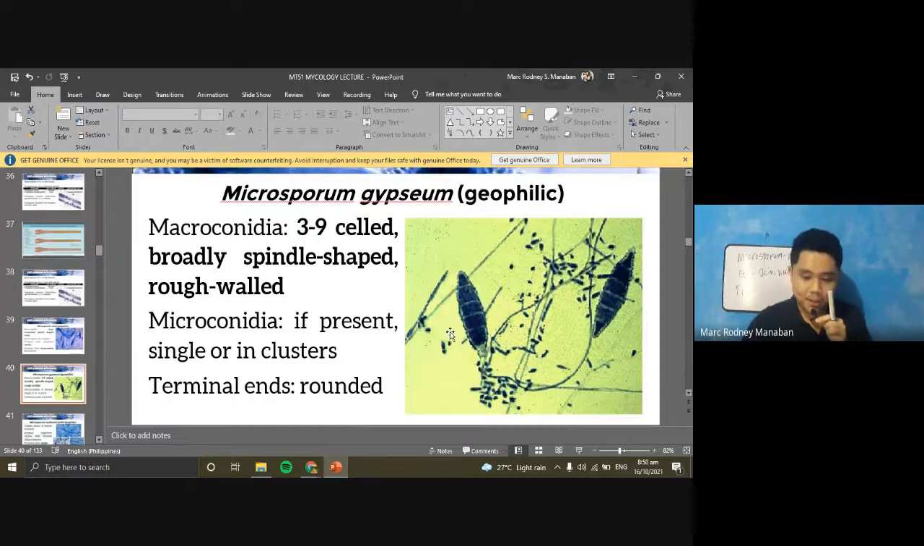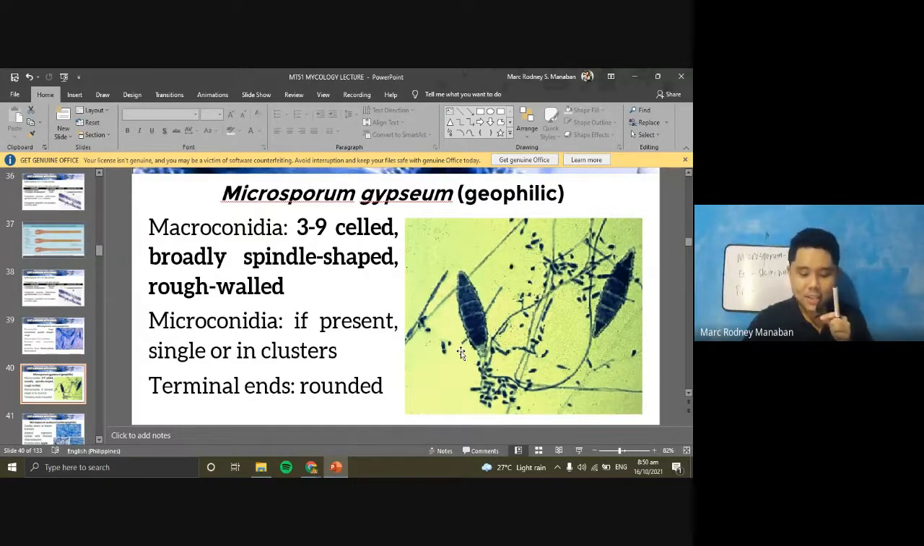Alright, rough-walled, with 3 to 9 cells. You have 1, 2, 3, 4, 5 cells. Ang nasa sulod are the cells. Alright, M. gypseum. Microconidia are single, or small ones in clusters. But again, as I mentioned, for Microsporum we usually look at the Macroconidia.